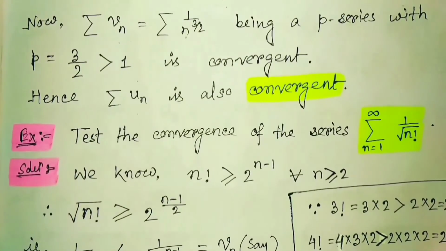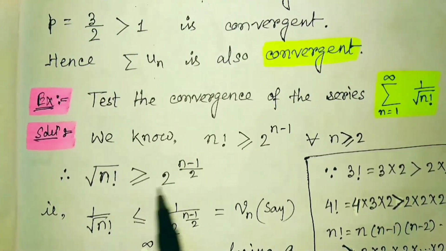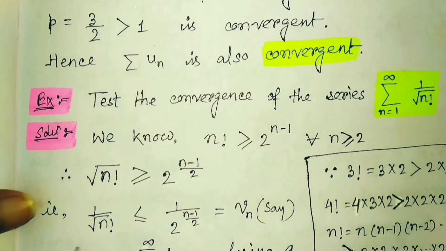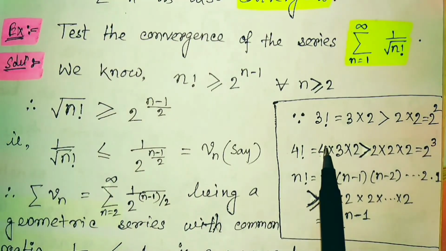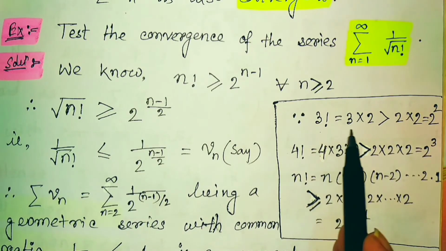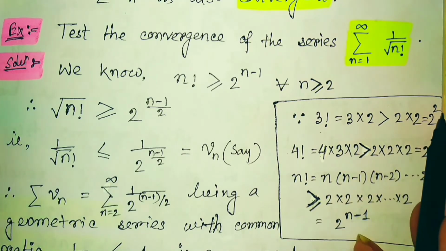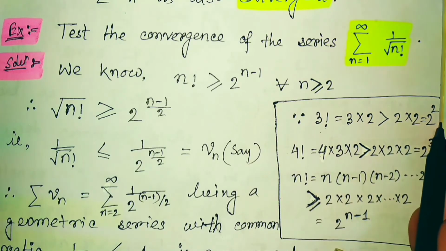One more example let us discuss. So here, the given series is summation of 1 by root over n factorial. Just look, first of all, we know for the factorial notation that if we consider 3 factorial, then its value is 3 cross 2 cross 1. That is always greater than 2 cross 2, that is, we can write 2 to the power 2. If 3 factorial, then it should always be greater than 2 to the power 2.